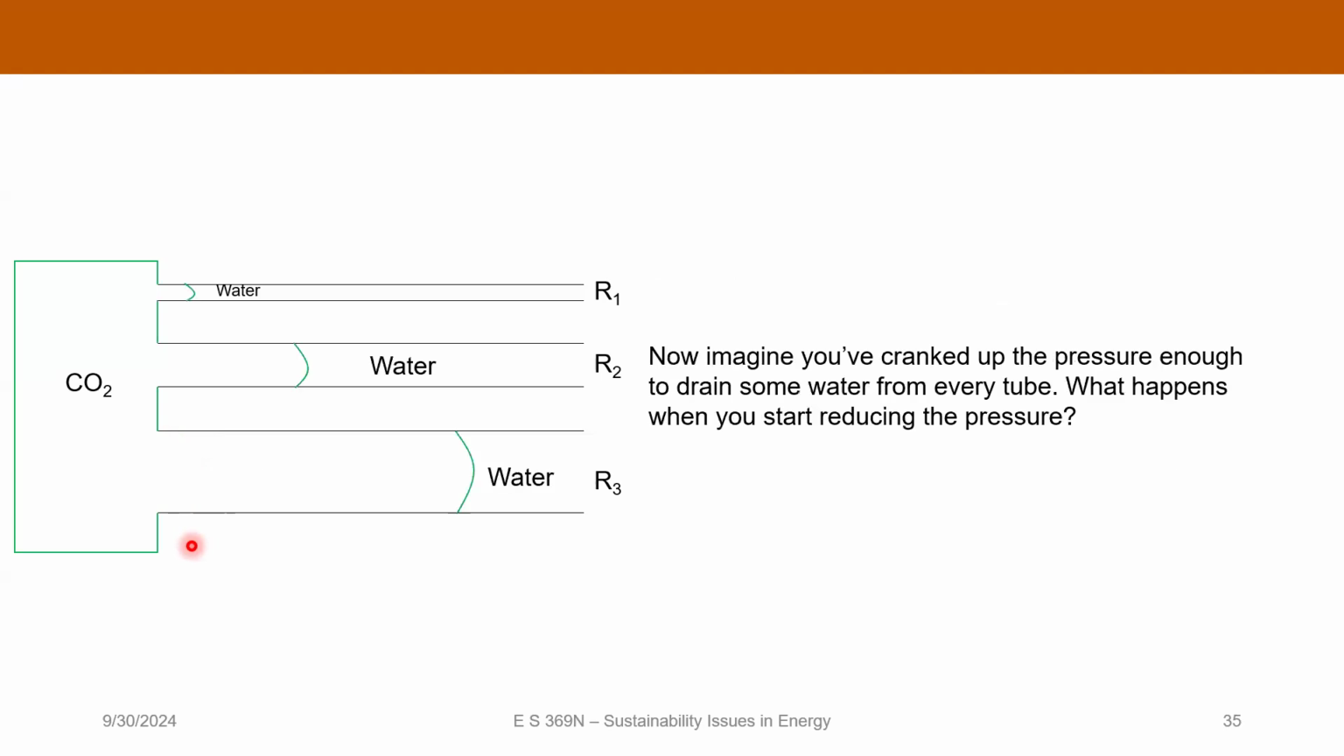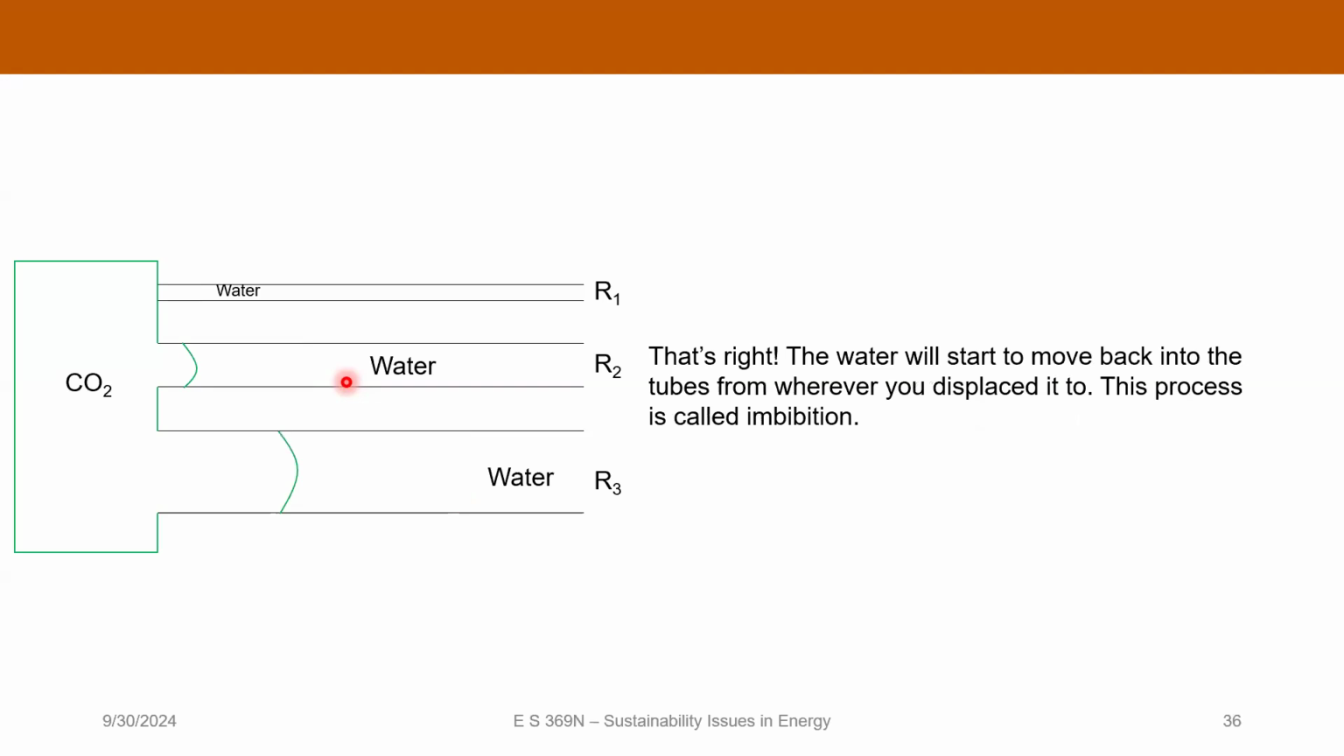Okay, so let's imagine then now, we've injected, we've gotten the pressure up to a certain amount, we've gotten CO2 into all 3 of our pores, so we've drained them partially. And then if I start reducing the pressure, what's going to happen? Well, the interfaces will just step backwards, and we will imbibe the wetting phase back into the pore system. Okay, and so that's the drainage and imbibition cycle.